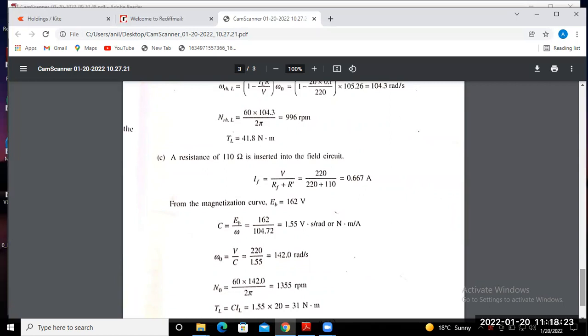That means N0, the no load velocity in revolution per minute, equals 60 into omega 0 by 2 pi. Okay, so 60 into 142 divided by 2 into 3.14. If you simplify this, then you will get almost 1355.